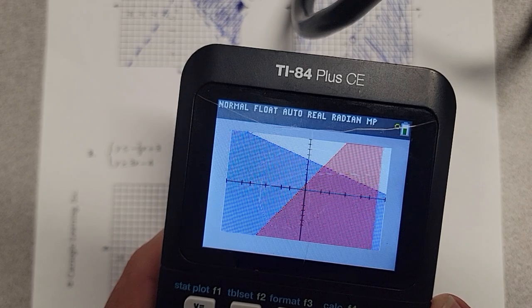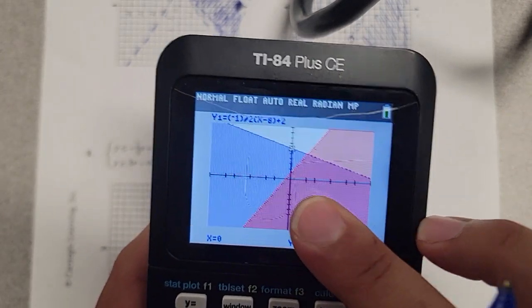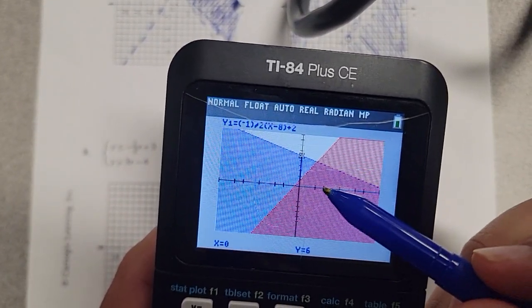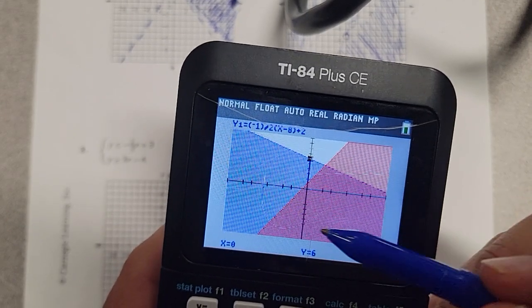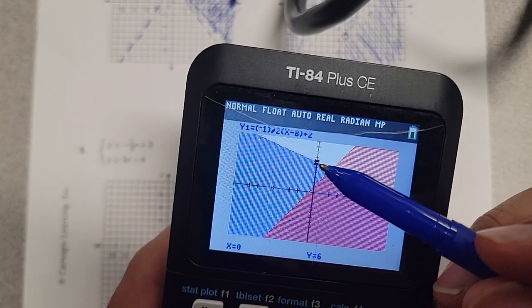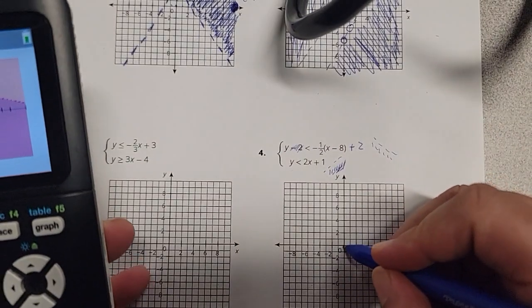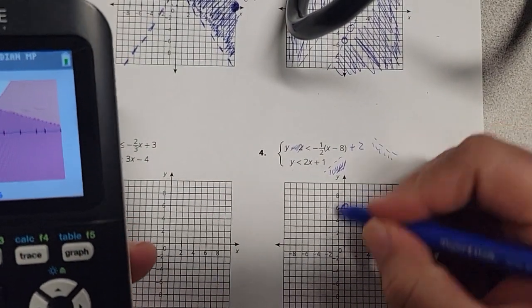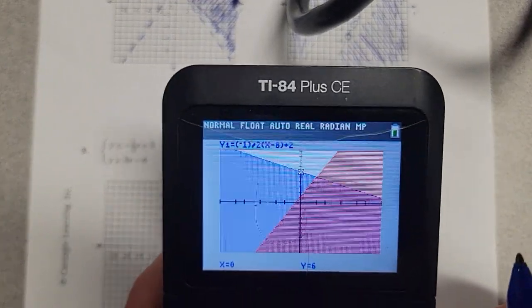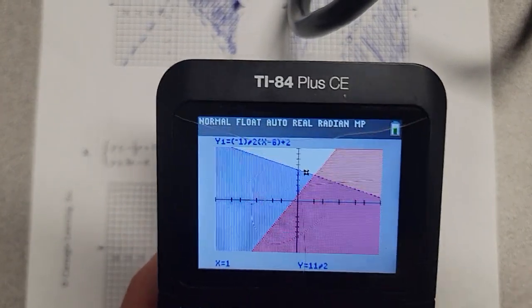All right, so this is my double shaded part. That's not the answer. Just only this part right here. So let's start off on my blue line. I have 0, 6. Again, open circle because this is a dashed line. And then we push the number 1.